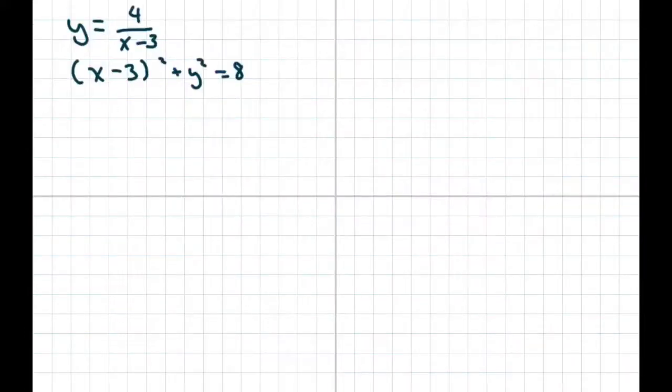Now we're going to graph these, and we already set this up. I'm going to go ahead and graph the circle first. So our center was (3, 0). We go over there, (3, 0) is right there. And my r is the square root of 8, which is really close to the square root of 9, which is 3. So I go right 3 here, 1, 2, 3. Down 1, 2, 3. And over 1, 2, 3. Close to 3, but not quite. And then just draw your circle.